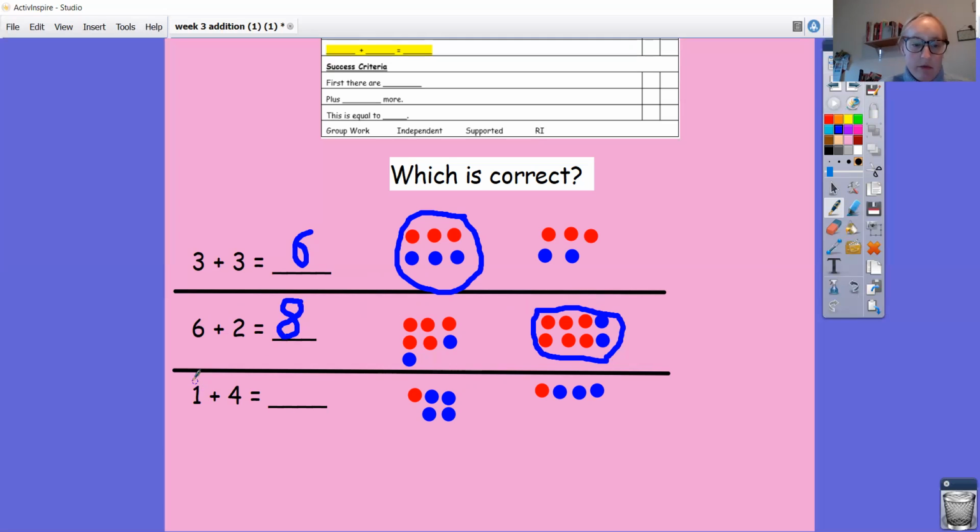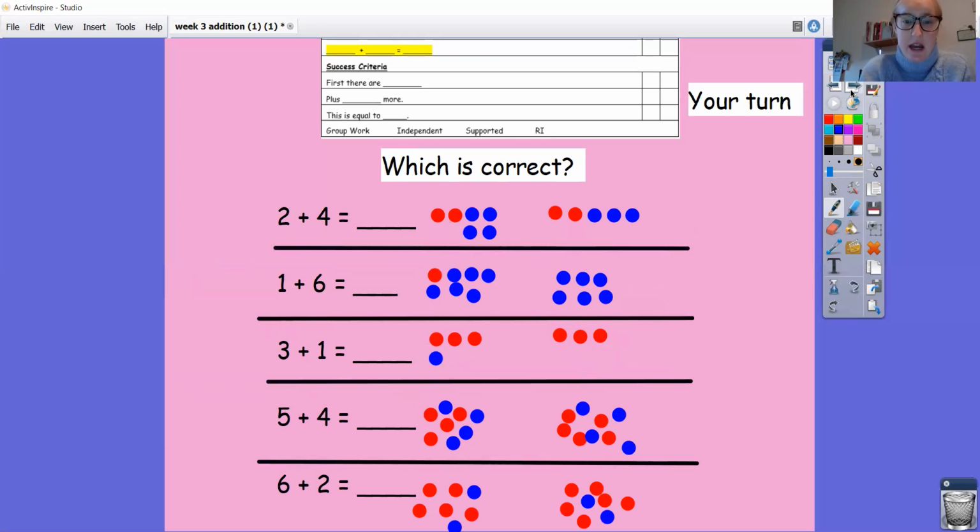And the final one, right, 1 plus 4 equals, so first there's 1 plus 4 more, and that is equal to, which representation do you think shows this number sentence? Have a look. Fabulous. So you should have chosen this one here, because first there is 1 plus 4 more, and this is equal to 5. So well done if you got that correct.